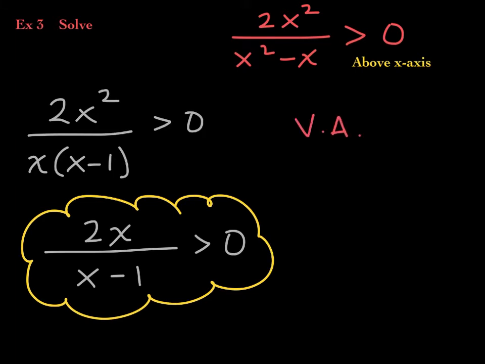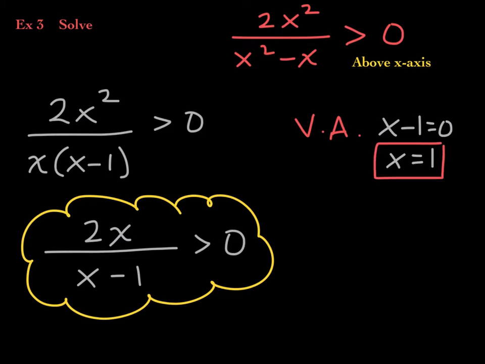I'm referencing this simpler expression, and I'm going to take its denominator, which is x minus 1. I'll set it equal to 0 and solve, and I see that I only have one vertical asymptote, x equal to 1.